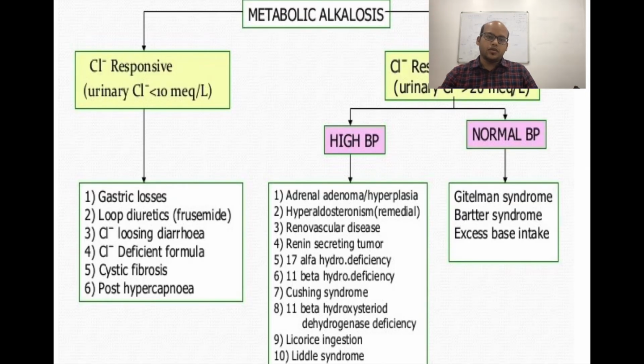That is the flow diagram. Metabolic alkalosis can be chloride responsive and chloride resistant, and in chloride resistant there can be two types, like high blood pressure and normal blood pressure. So these we have already discussed.